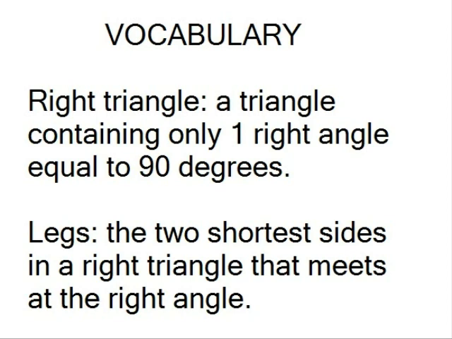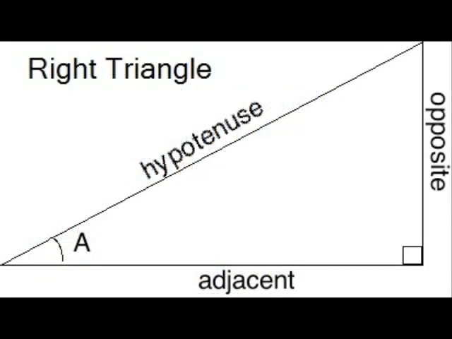The definition of the legs of a triangle are the 2 shortest sides in a right triangle that meet at the right angle. The legs are also known as the adjacent side and the opposite side, with the small box connecting them in the corner designating the triangle as a right triangle.